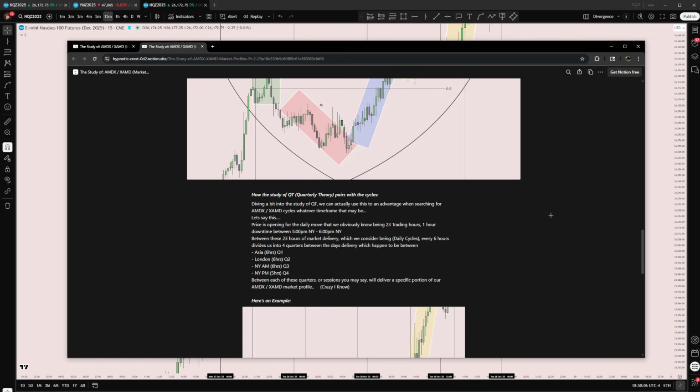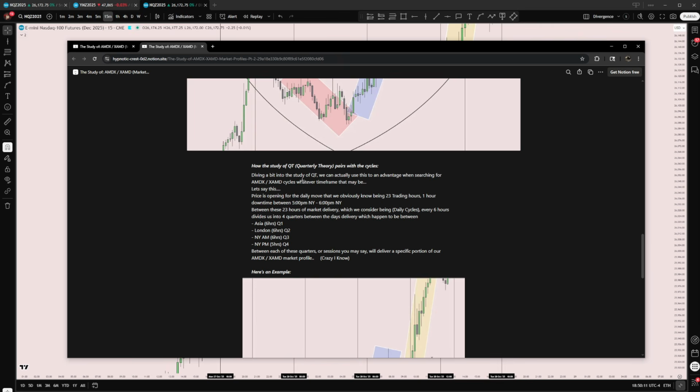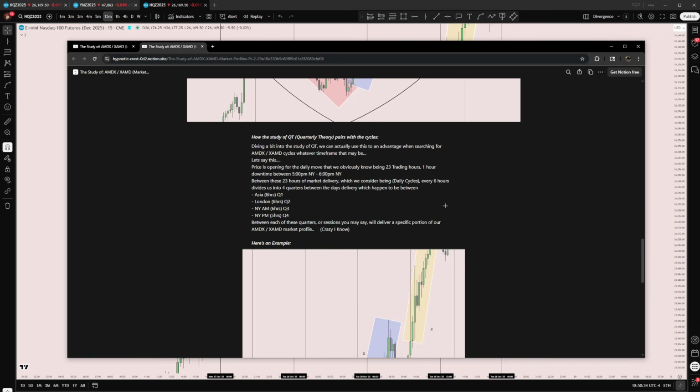Now, how the study of QT or quarterly theory pairs with the cycles. Okay, diving a bit into the study of QT, we can actually use this to an advantage when searching for AMDX and XAMD cycles, whatever time frame that may be. Let's say prices opening for the daily move that we obviously know being 23 trading hours, 1 hour downtime between 5 and 6 p.m. New York time. Between these 23 hours of market delivery, which we consider being daily cycles, there's monthly cycles, weekly, daily, and in that 90-minute micro, all these different cycles.